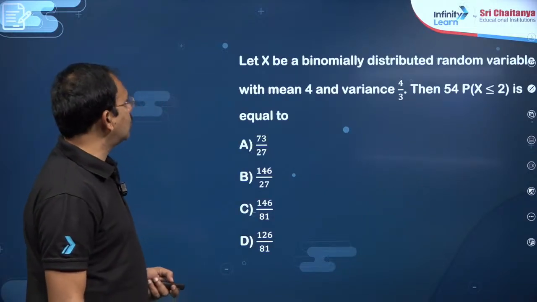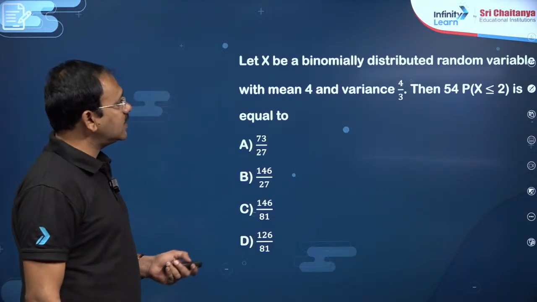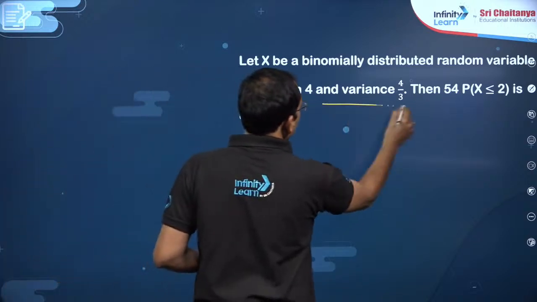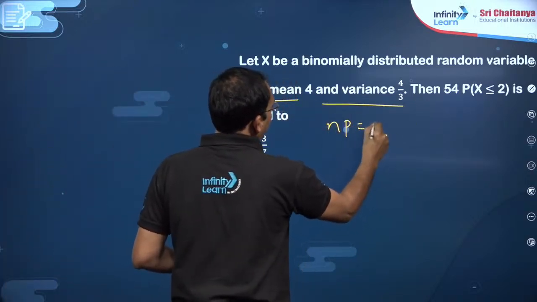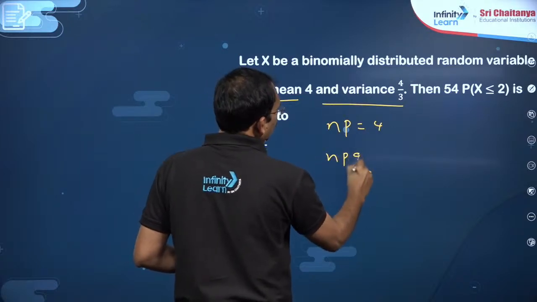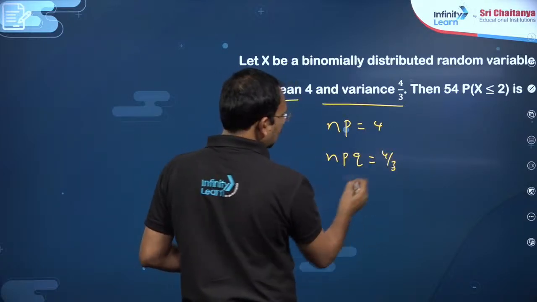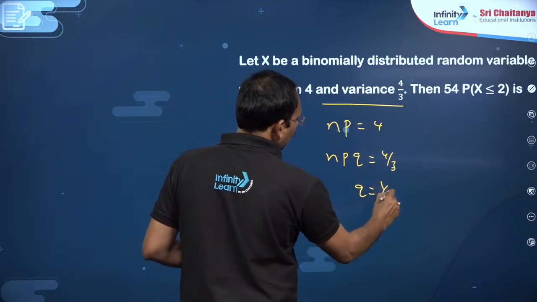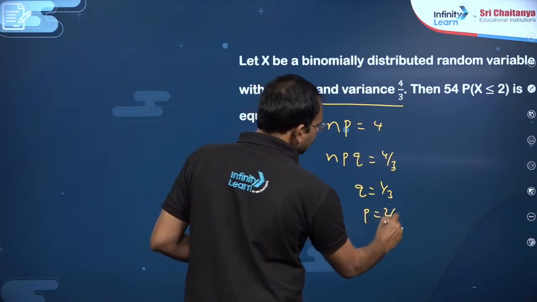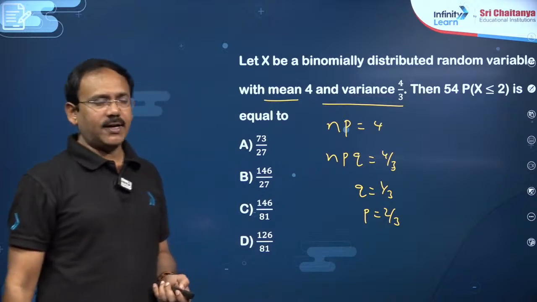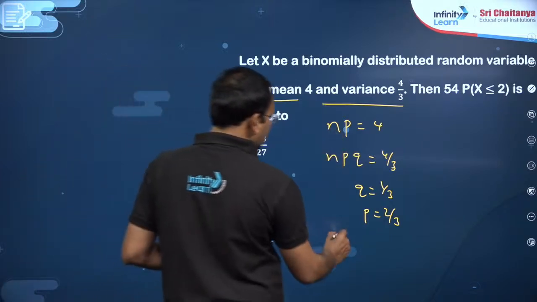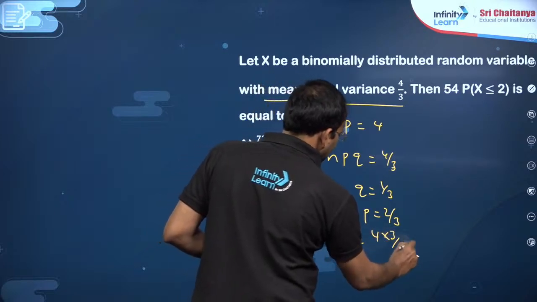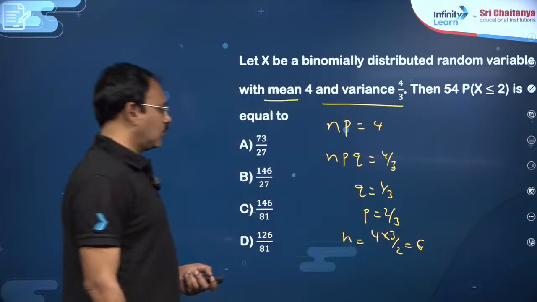Then next, you see this question: let x be a binomially distributed random variable with mean 4 and variance 4 by 3. That means np is 4, npq is equal to 4 by 3. If you just divide the second by the first, you will get q is equal to 1 by 3. Obviously, p must be 2 by 3 because p plus q is 1, my dear friends. If p is 2 by 3, what is n? So 4 divided by 2 by 3, which is 6, my dear friends. n is equal to 6.